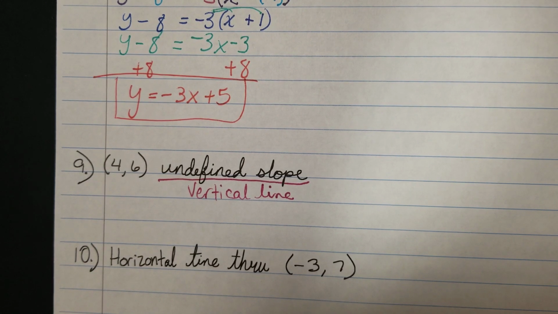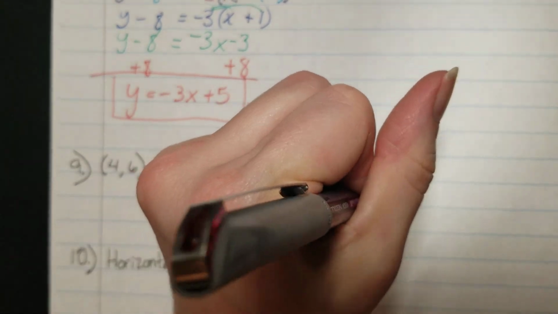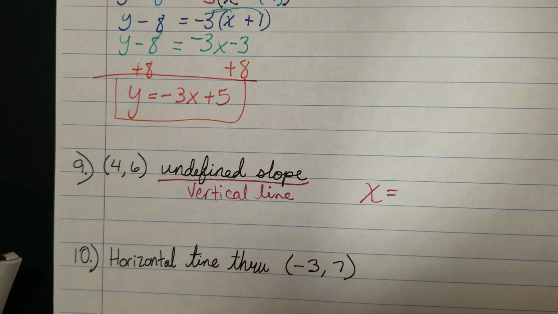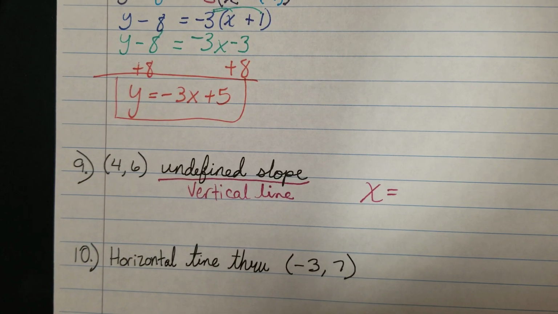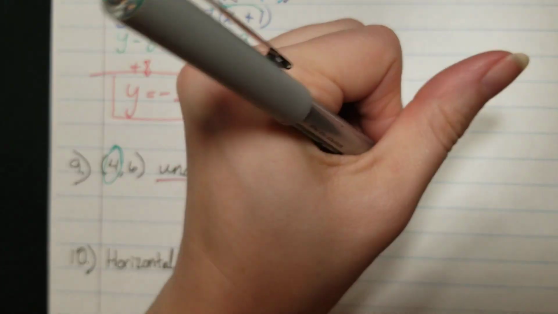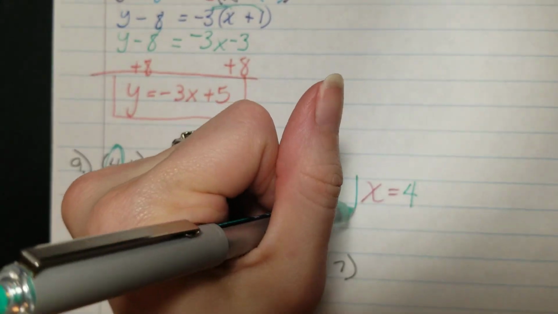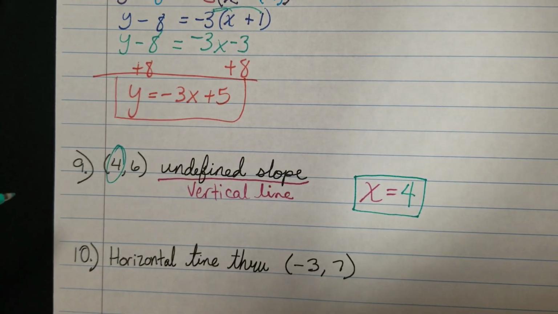All right, so it's a vertical line, so that means the equation has to be x equals a number. And in this case, that number is 4. That's the x value. So if that's the x value of one point, it must be that x value for all the points.